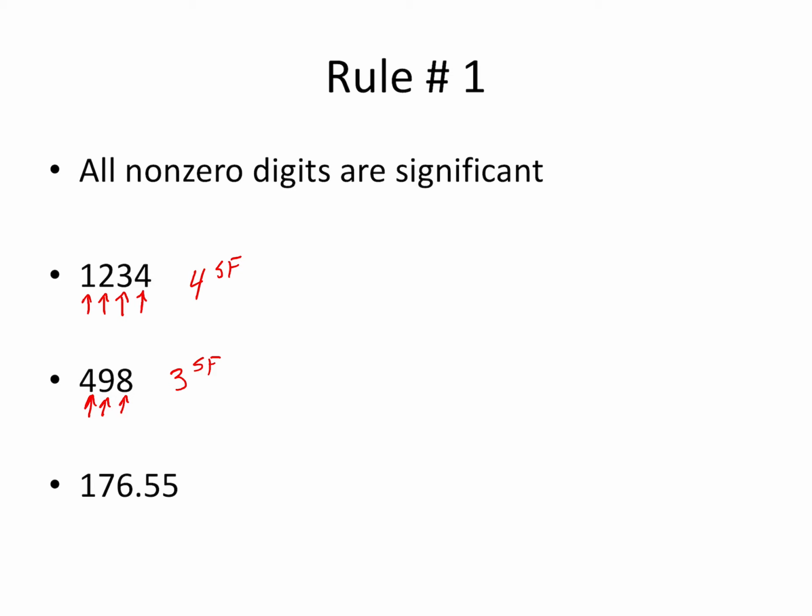176.55 has a decimal and some numbers after the decimal, but that doesn't affect whether non-zero digits are significant or not. So in this case, we have 5 significant figures.